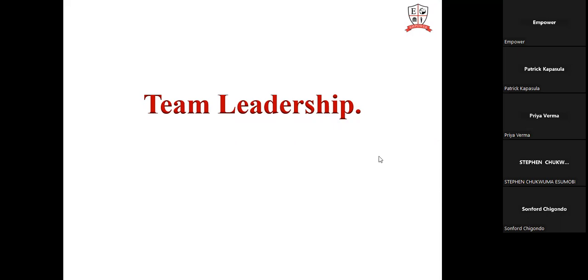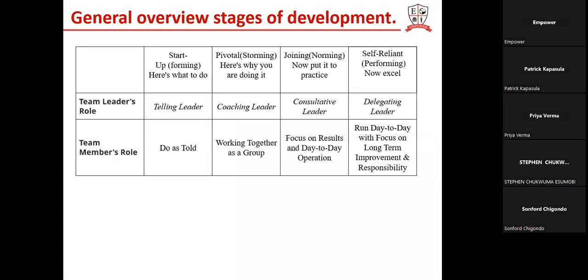Now, let's talk of the general overview of the stages of leadership development. Basically, we have got four stages. The first one is startup, whereby it's about informing, and the team leader can be defined as a telling leader who just tells the team members what to do. And the team members' role in this case is just to do as they are told.